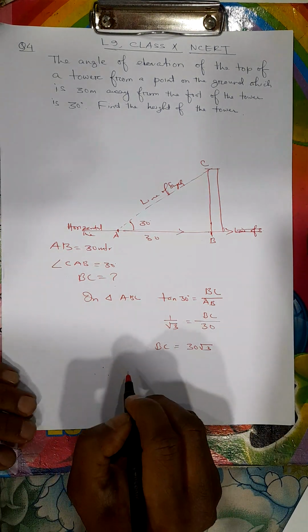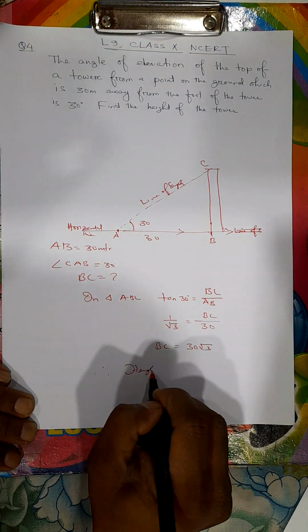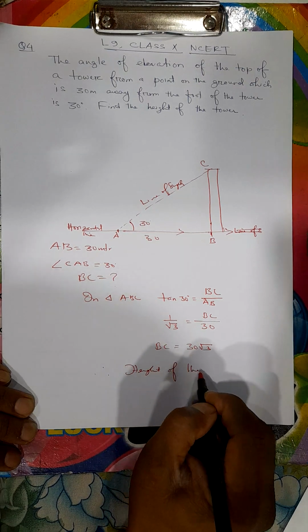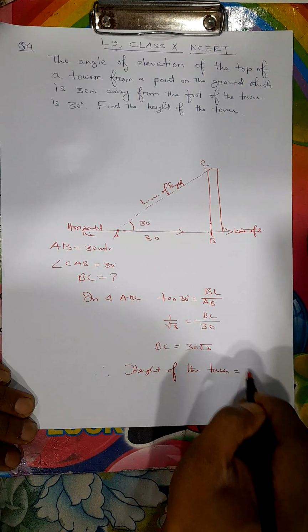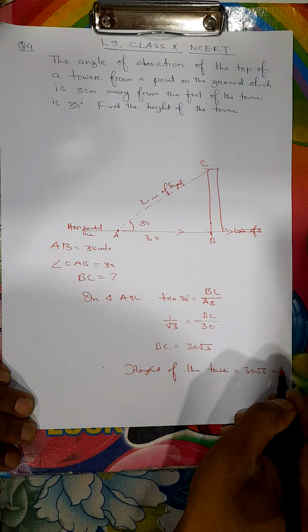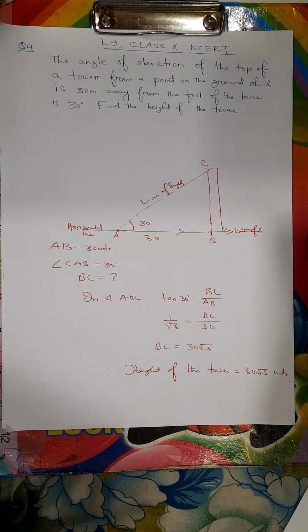Therefore, height of the tower is 30 root 3 meter. Right? This is the height of the tower.